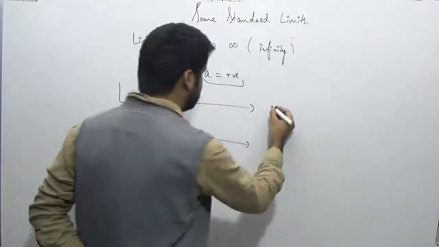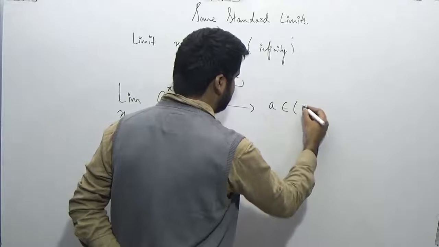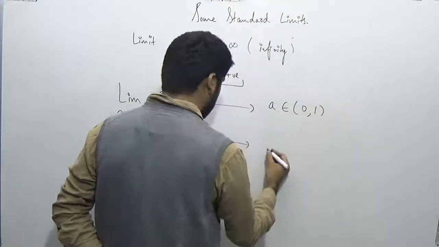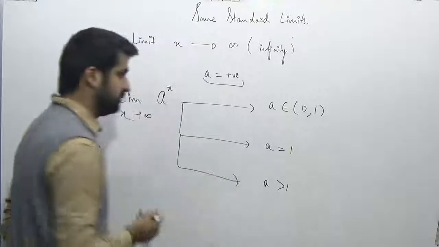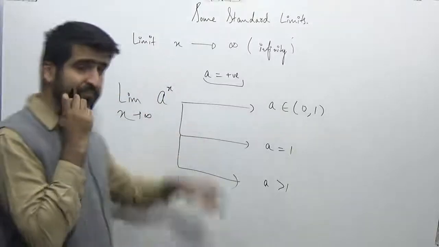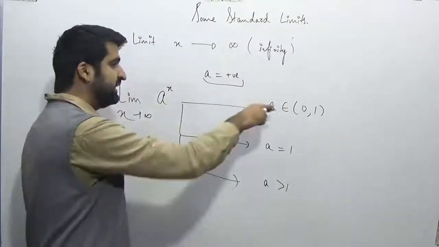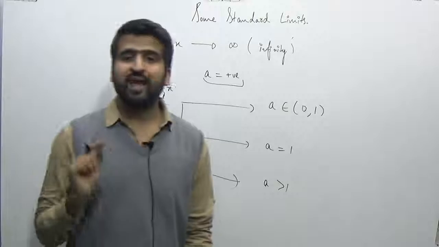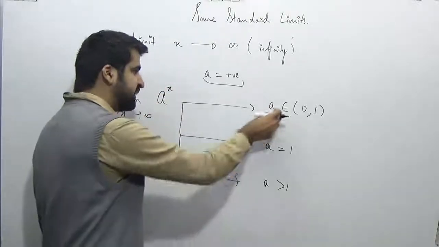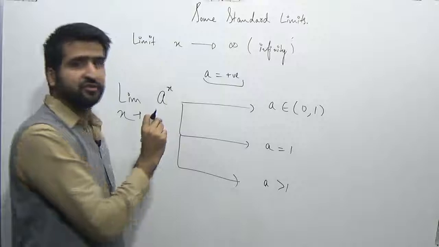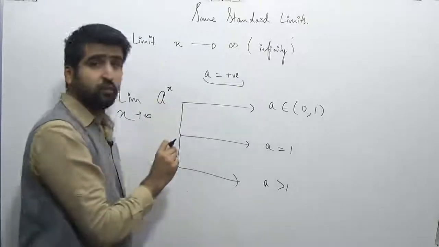The first case is when our a lies between 0 and 1. The second case is when a is equal to 1. And the third case is when a is greater than 1. I'll explain this one by one. The first one, let's see, when a lies between 0 and 1. What will happen in that case? Now this number is a fraction. And this fraction is less than 1.